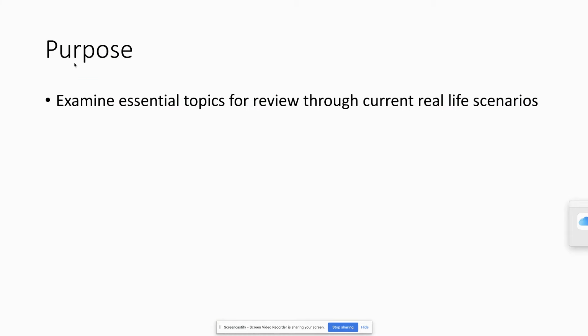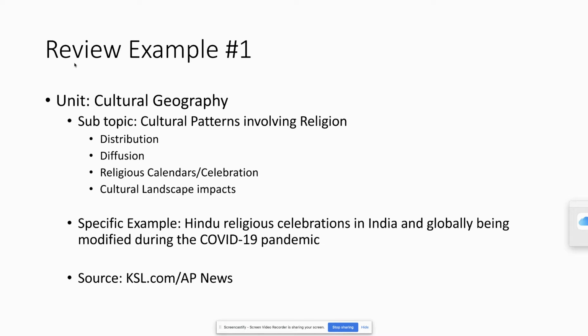So what we want to do here is examine some basic topics for review, and we're going to just take a look at some current real-life scenarios. So essentially, AP Human Geography is just human activity, and so we see it all over the place in the newspapers, in our communities, etc. So what we're going to talk about today is go back to cultural geography, okay? And we're going to look at a few subtopics. We're going to look at cultural patterns involving religion.